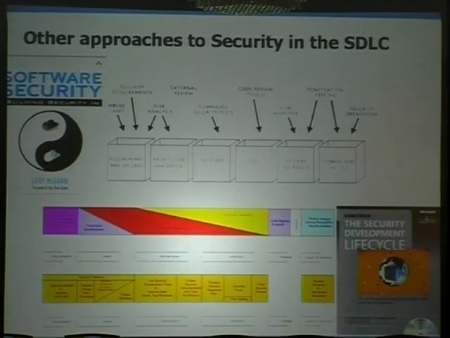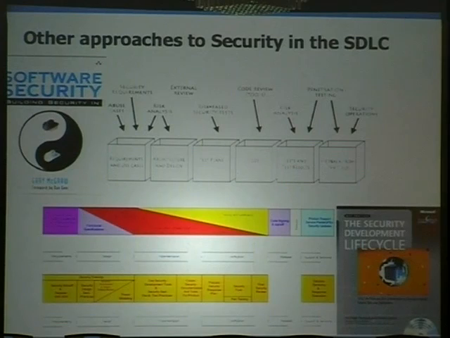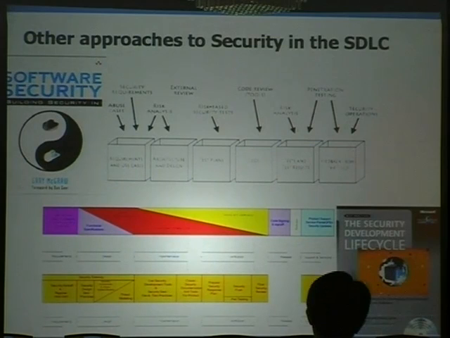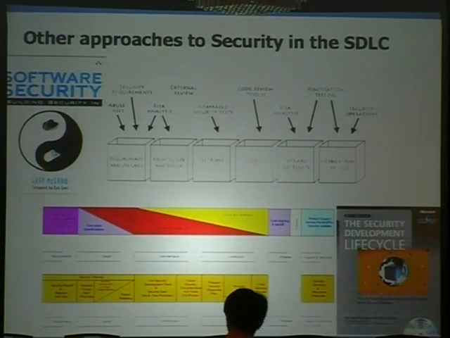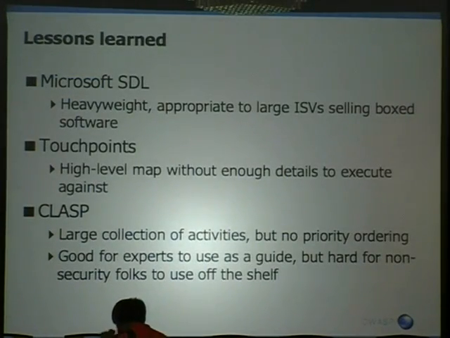As I'm sure folks are already familiar with, there are lots of other approaches to incorporating security into your software development lifecycle. You have Gary McGraw's touchpoints, which is the diagram on top, and then you have the Microsoft SDL, which is the diagram on the bottom. Both of these are just different approaches to accomplishing the same thing that CLASP did. So when we looked at all of these, we asked, what lessons can we learn about each of these different methods? Because each one has an important lesson to teach us.